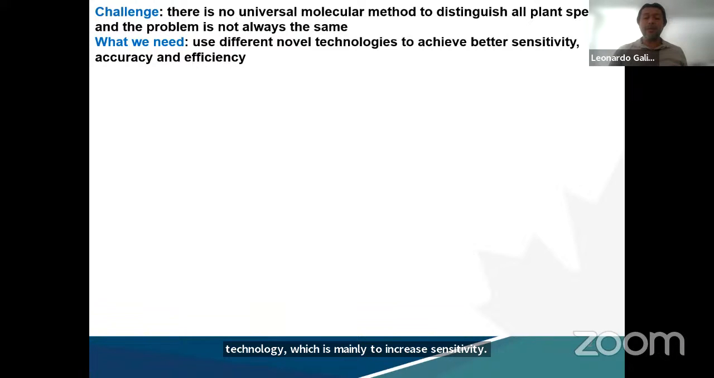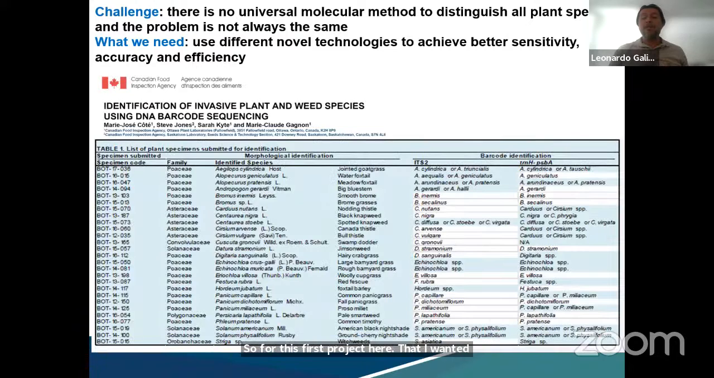For this first project, it's basically based on the problem that I just mentioned, which is the lack of a universal region in the DNA that allows us to identify any species. In this table, what you can see is that we have morphological identification for 27 specimens that were sent to us by inspectors from the Canadian Food Inspection Agency. And then these two columns are two regions in the genome, of the chloroplast and the nuclear genome, that allow us to potentially identify some of these species.